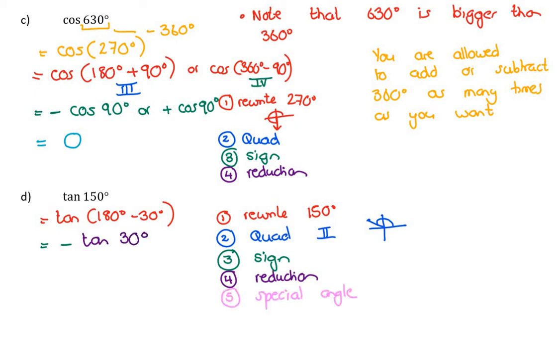And so finally I can do my special angles, and tan of 30 you can either write as root 3 over 3, or you can write it as 1 over root 3. Those are exactly the same thing. Your calculator gives you the first one, but often special angles, if you are remembering, then gives you the second one. They're exactly the same thing, so you don't have to worry about it.